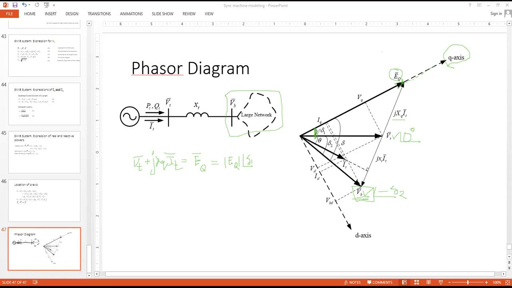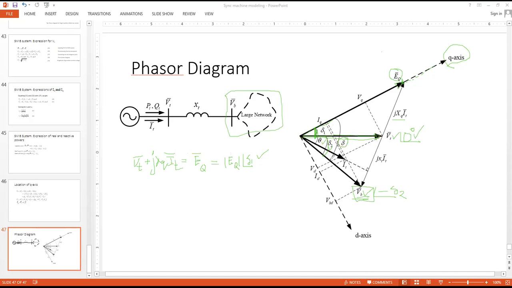Okay, this is the delta 1 because this is the Q axis and this is my initial reference VT, which is at an angle 0. Okay, so this is delta 1. So we have got delta 1, we have got delta 2, we have got theta. So what is left is the last angle here, that is delta.